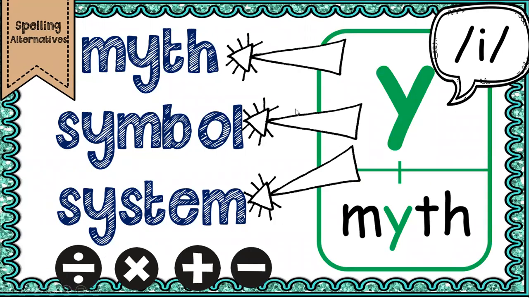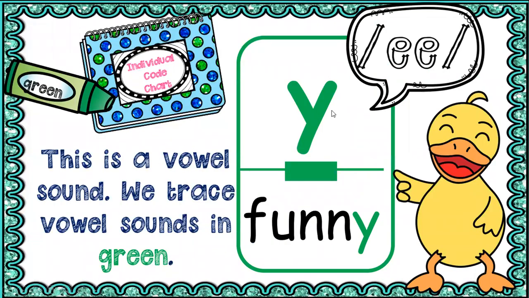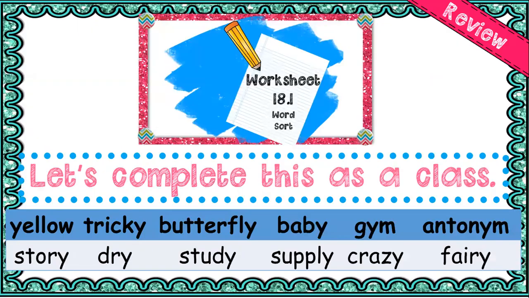The next way that we read the Y is i, if it falls in the middle, and you notice that it's right beside the first consonant. So myth, symbol, system. Another Y sound that we talked about yesterday was the Y at the end of a word. We talked about Y and EY both making the i sound. Cry, shy, satisfy. This is a vowel sound Y, like in funny. We trace vowel sounds in green if you're doing that flip chart.